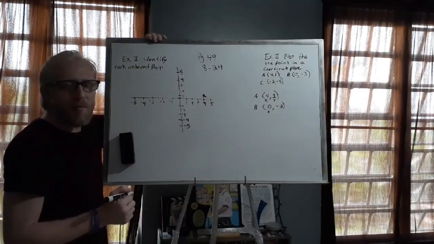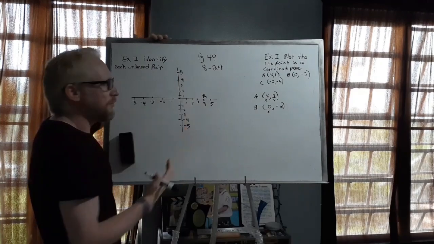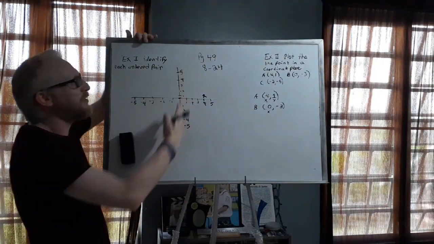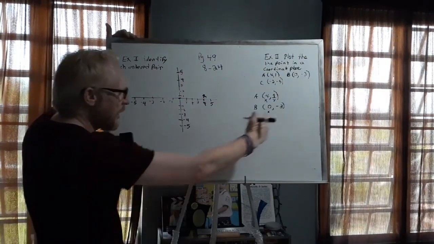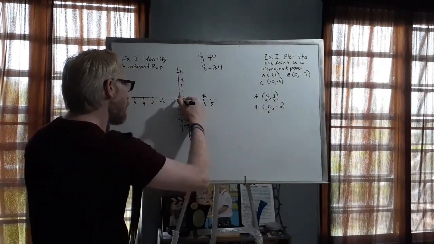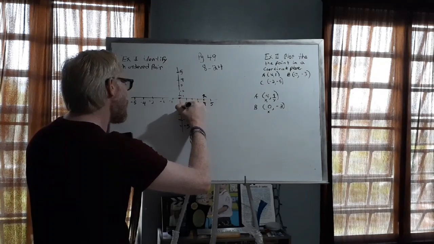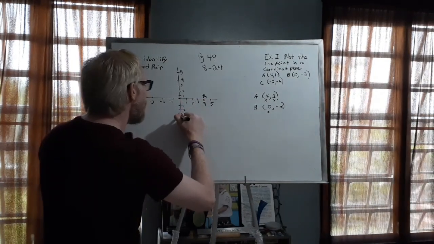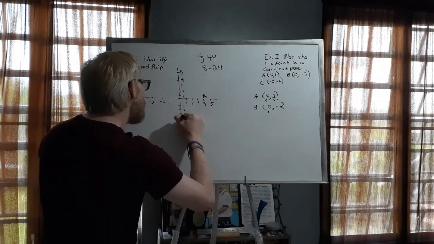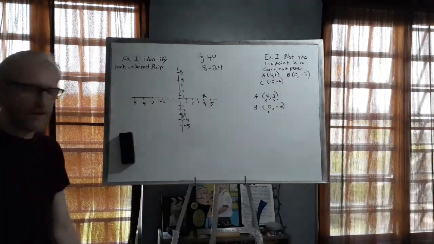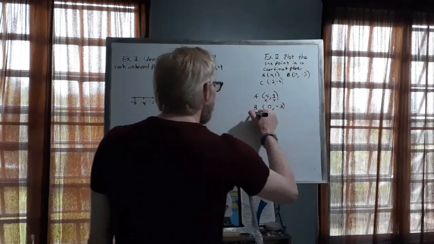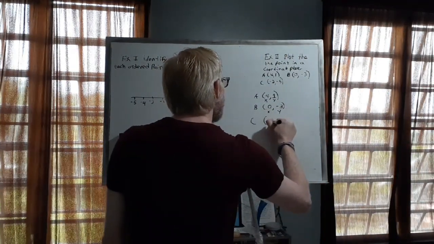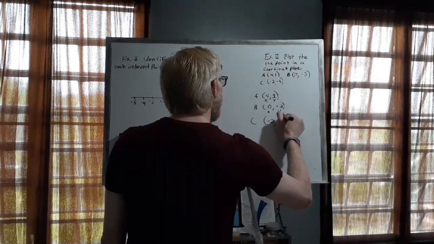Now y, remember, represents up or down. If y is positive, that means the point moves up. And if y is negative, that means the point moves down. In this case, it's negative 3, so we count 3 spaces down. Negative 1, negative 2, negative 3. And this is where B is located, right there. 0 and negative 3.